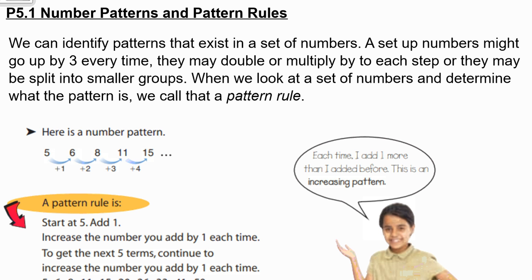Number patterns and pattern rules. We can identify patterns that exist in a set of numbers. A set of numbers might go up by 3 every time, they may double or multiply by 2 each step, or they may be split into smaller groups. When we look at a set of numbers and determine what the pattern is, we call that a pattern rule. So our goal here is going to be identifying those patterns and then creating that pattern rule.